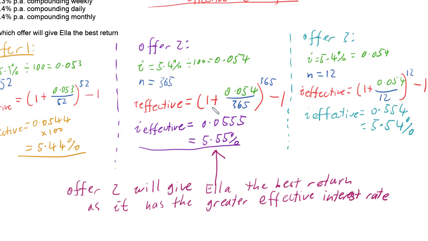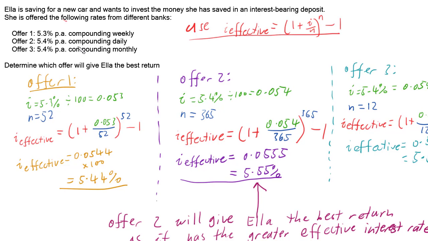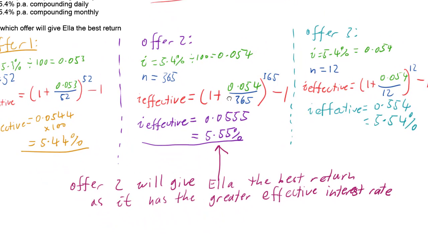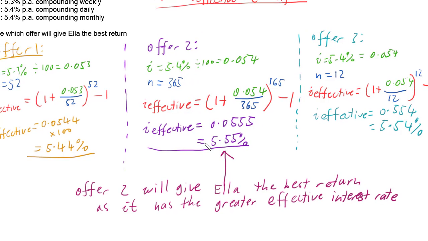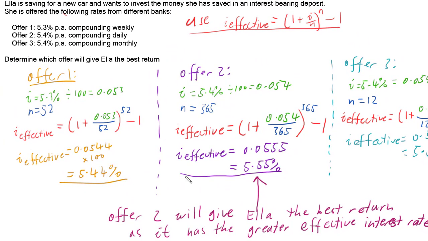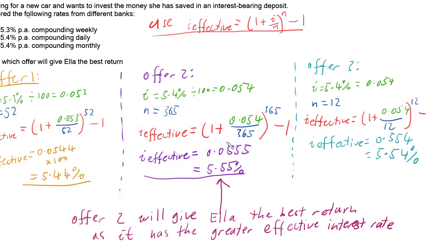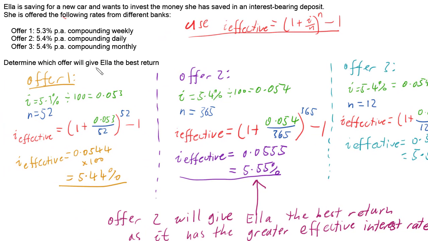And there we go. We can compare different compounding investments using effective interest rates. We just work them out for each offer we've got and then pick the one that's best, the one that's highest. And this is why banks call the effective interest rate their comparison rate, because it enables you to easily compare investments or loans no matter how often they're compounding.